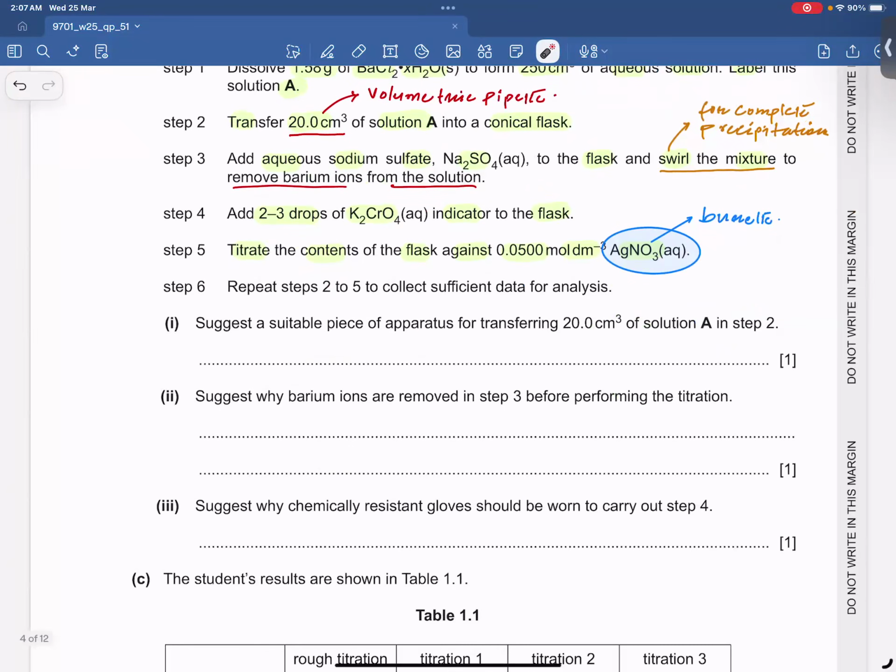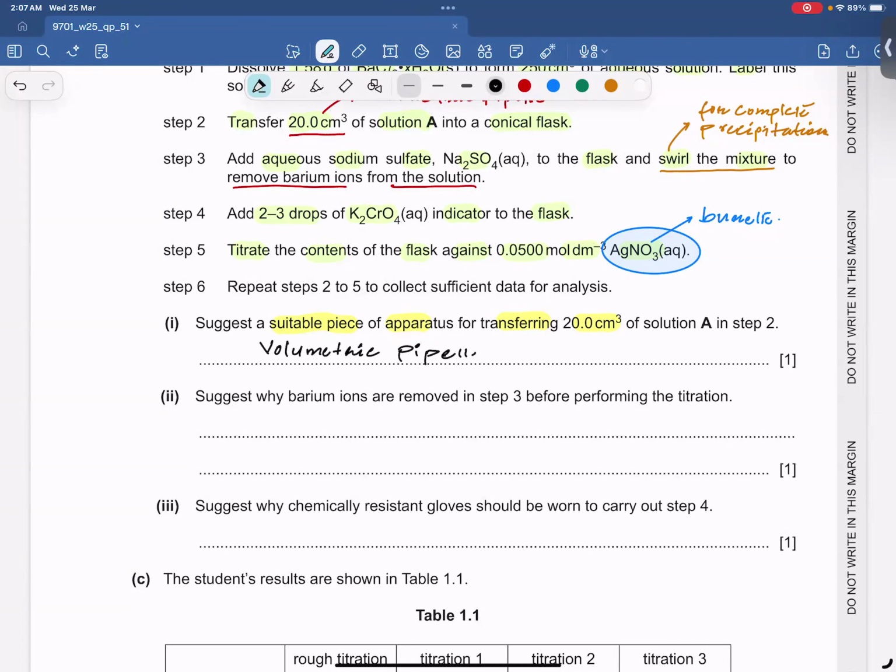Okay, suggest a suitable piece of apparatus to measure 20 cm cube. Volumetric pipette. Suggest why barium ions are removed in step 3 before performing the titration. To avoid the reaction between barium ions and chromate ions.